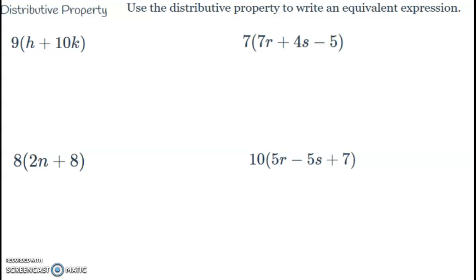9 times h plus 10k. So we're going to distribute that 9, and notice that h doesn't have a number listed as a coefficient, but that number is 1, understood 1. So we're going to do 9 times the coefficient of that variable. So 9 times 1 is 9, and 9 times 10 is 90. So you got 9h plus 90k.